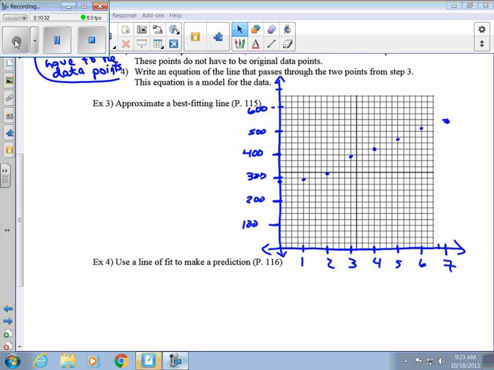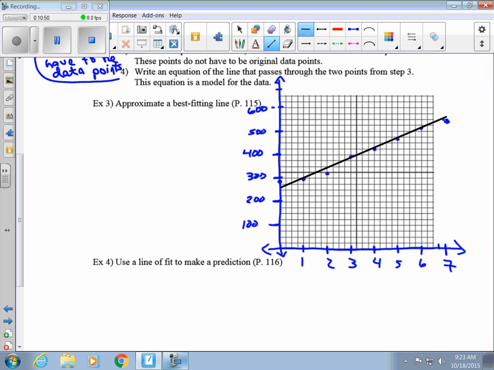So what we're going to do now is draw a best fitting line. You need to make sure to get this as accurate as possible. Remember, we want this to split the data, about half the points above, about half the points below. Let's see if we can do this. Looks like it goes through pretty close there. All right, so now we're going to find 2 points that are exactly on this line.